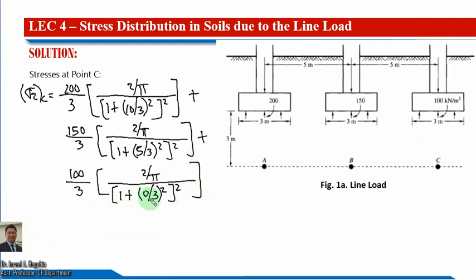So actually here this is just 1, so the square is 1, so 2 over pi divided by 1. So it is actually 100 times 2 all over 3 pi. So calculating our sigma z at point C is simply equal to how much? Equal to 24 kilopascal.